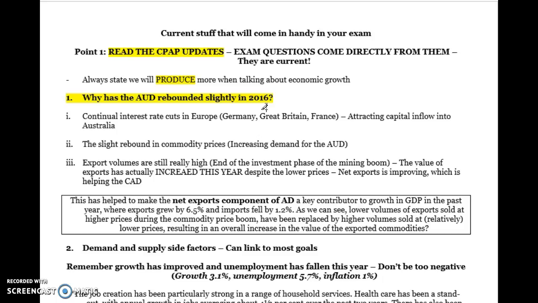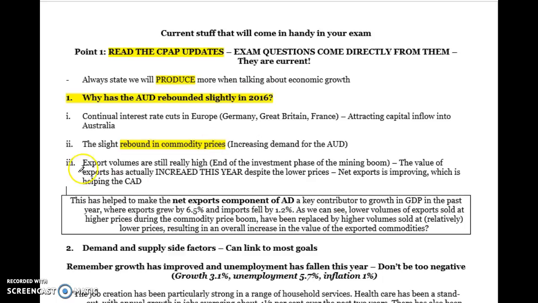The other reason the Australian dollar has rebounded is because there's been a slight rebound in commodity prices. So while commodity prices are still much lower than what they were in 2011 and 2012, they have actually rebounded in recent times, which is one reason why people are paying more to buy the Australian dollar, and therefore there's more demand for the Australian dollar.